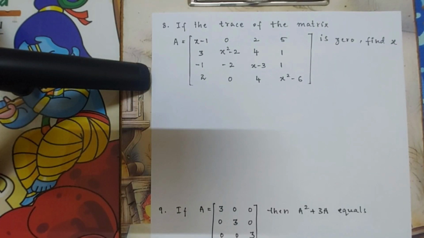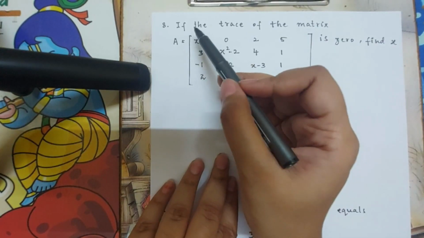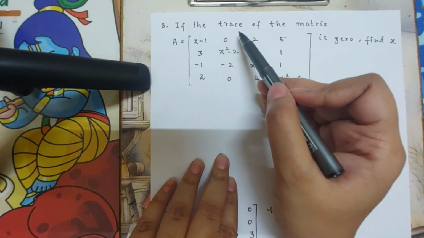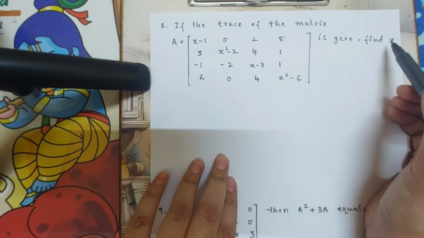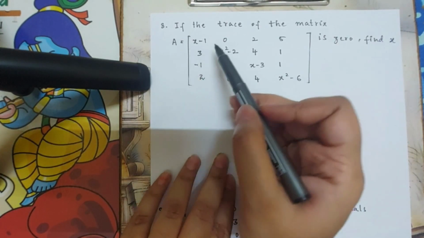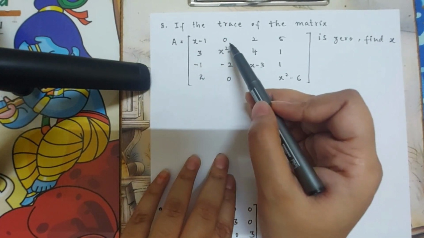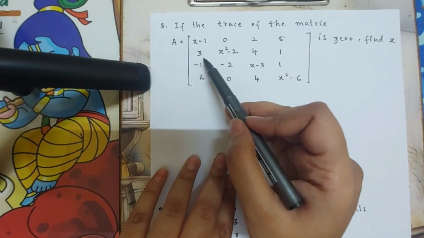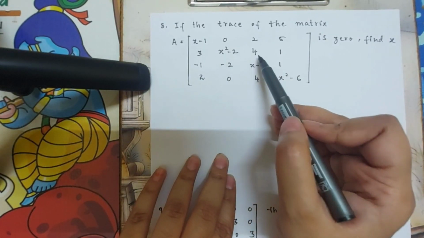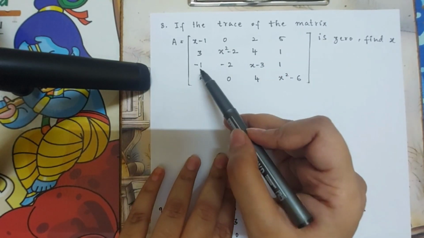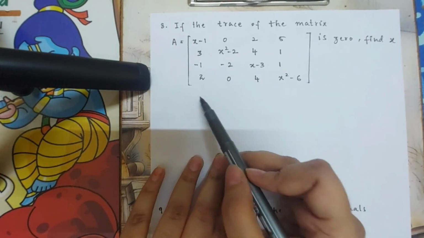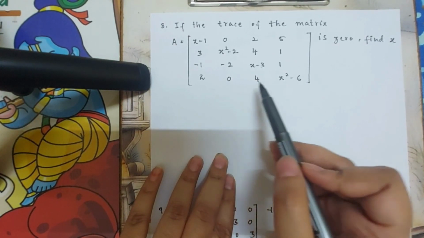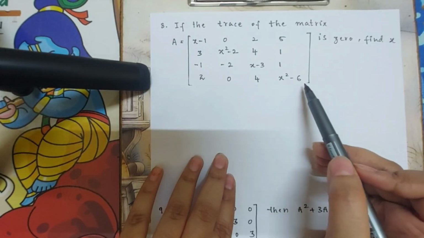Now let us move on to the next question, that is the 8th one. What is given in the 8th question is: if the trace of the matrix A is 0, find the value of x. The matrix A is given as x minus 1, 0, 2, 5; 3, x square minus 2, 4, 1; the third row is minus 1, minus 2, x minus 3, 1; and the last row is 2, 0, 4, x square minus 6.